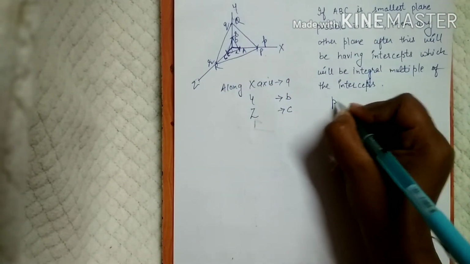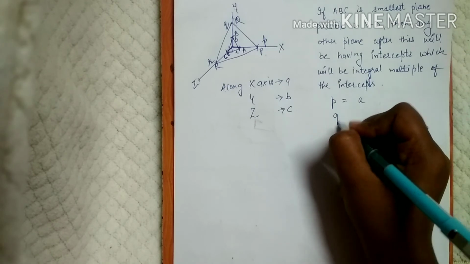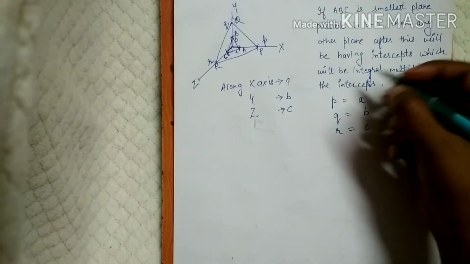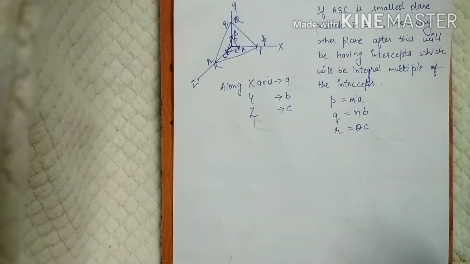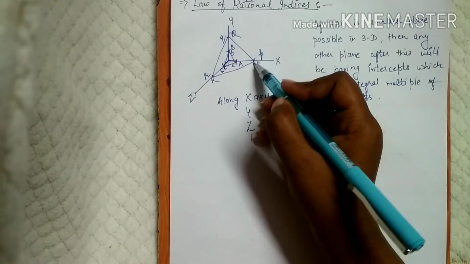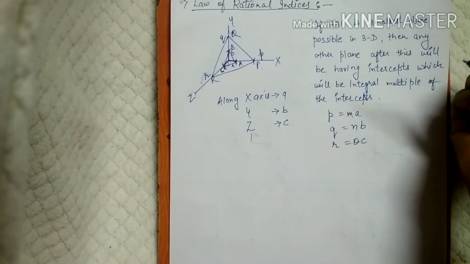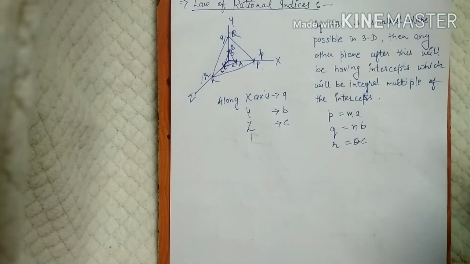So P will be any integral multiple of A. Q is also going to be an integral multiple of B, and R is also going to be an integral multiple of C. These integers can be any, M, N, O, any integers. So this is the statement of your law of rational indices. Any intercept which we are going to find in any of the subsequent planes is going to be an integral multiple of the intercepts of this smallest plane which is present here. Okay, so this is all about your law of rational indices.